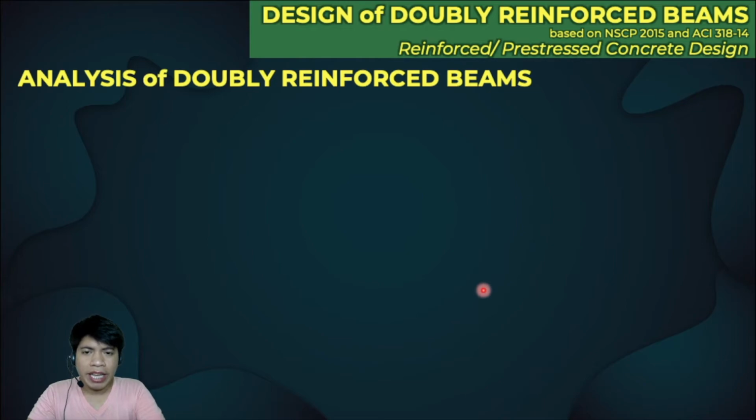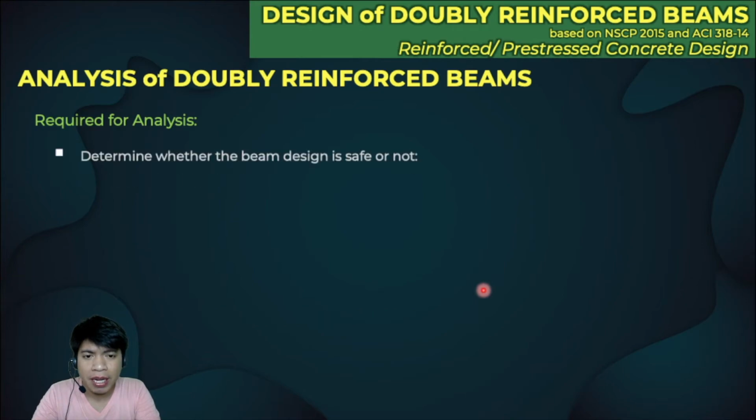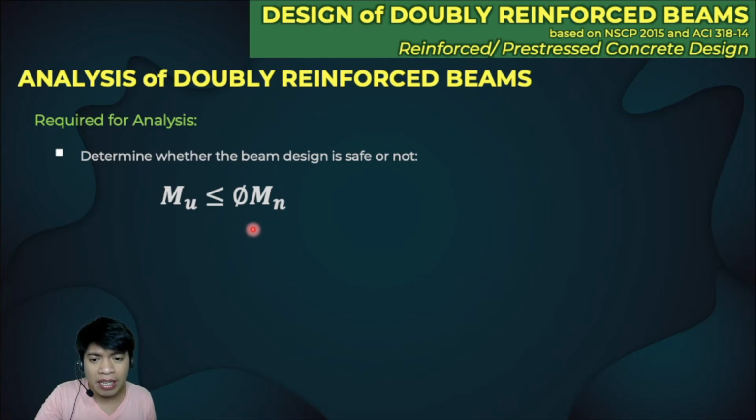Okay? Okay, so take note guys, na kapag natapos na tayo mag-design ng doubly reinforced beam, kailangan natin siya agad i-analyze. So bakit natin siya i-analyze? That is to find out kung safe ba yung ating design or hindi. So paano natin malalaman guys kung safe yung ating design or hindi? That is, magiging safe siya kung yung ating Mu is less than or equal to phi Mn. So kapag hindi ito na-satisfy guys, then that means hindi siya safe. So kailangan natin ulitin yung ating design ng doubly reinforced beam.